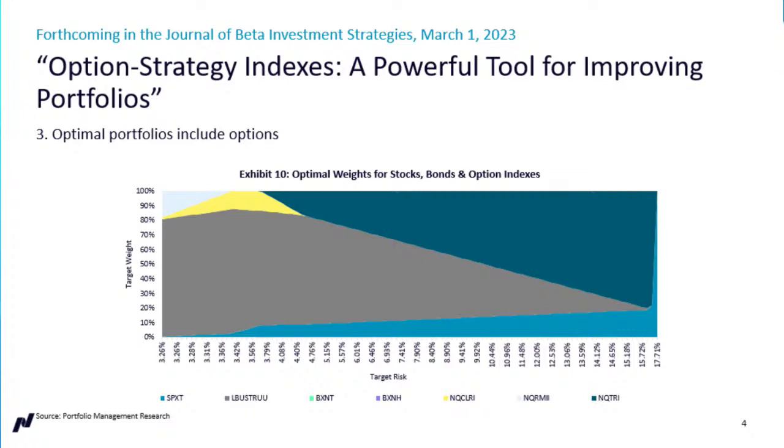And so what we found here is that as we go from left to right, from portfolios with very low targeted annualized volatility, say 3.25%, to very high portfolio volatility, targeting more than 17%, at least one, and in many cases two, of our option strategy indexes are included. So what that tells us is that in almost any kind of portfolio you'd want to have, including one or more of these option strategy indexes can improve that portfolio, which we thought was a very powerful result and very helpful.